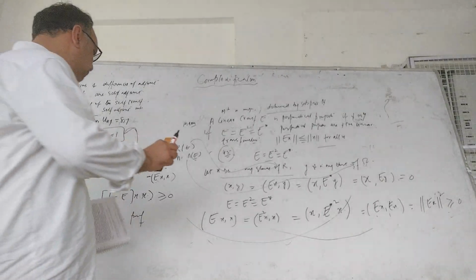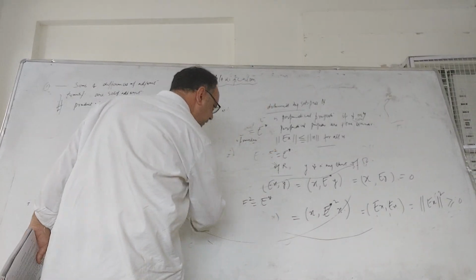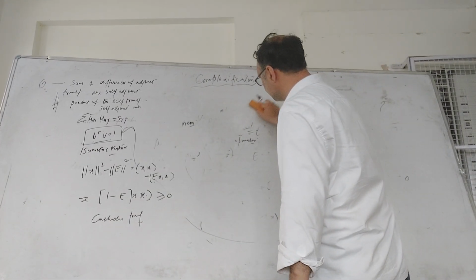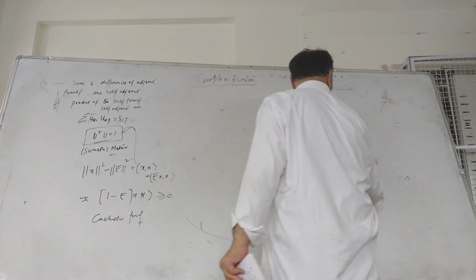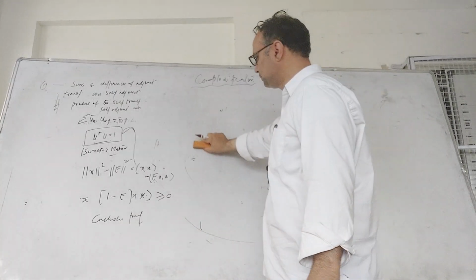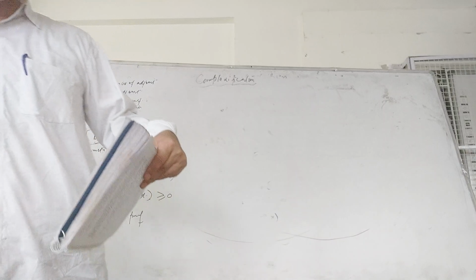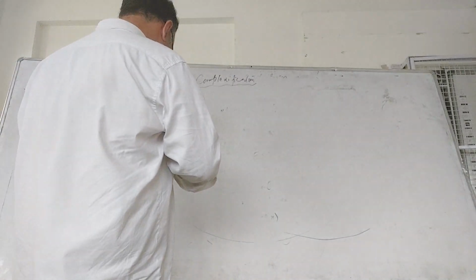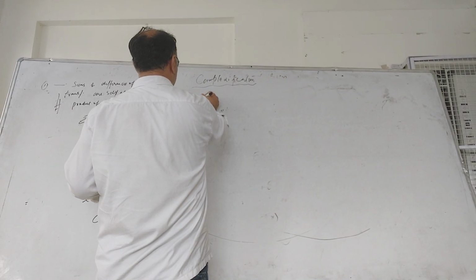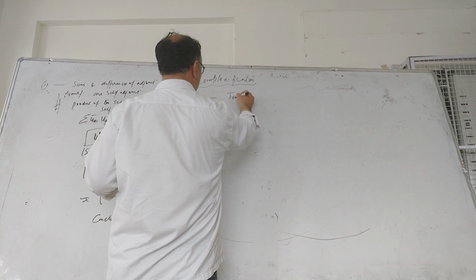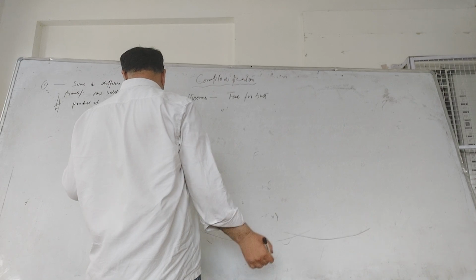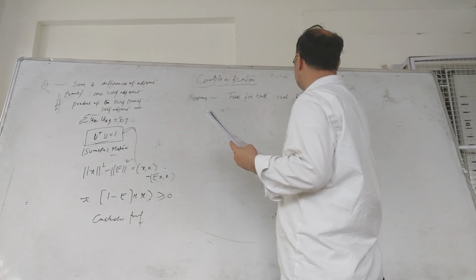So here what we are going to do is now, there are theorems that are true for both real and complex spaces.